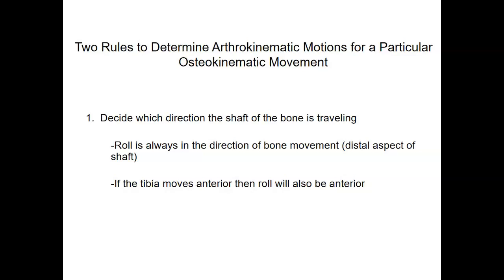So here are your rules as we talk about which way to glide things. The glide is what really matters to us. So the 2 rules are to decide which direction the shaft of the bone is traveling. So is the shaft of the bone moving anterior or posterior? Is it moving superior or inferior? Is it moving medial or lateral? So determine what direction the shaft of the bone is traveling. The roll is always in the direction of the bone movement.